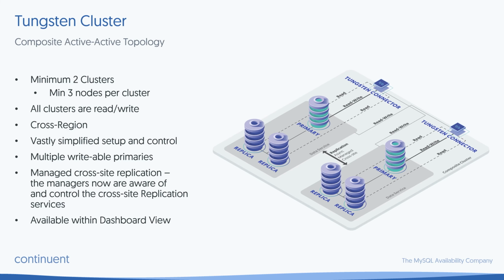One step further from that, then we have the active-active topology. Same rules apply, minimum 2 clusters, minimum 3 nodes per cluster. In this instance, all clusters are writable, so writes can go to both. Cross-region, geo-distributed, easy to set up using the TMI. Obviously you have multiple writable primaries. Managed cross-site replication, it's all available within the dashboard that comes with the TMI as well.